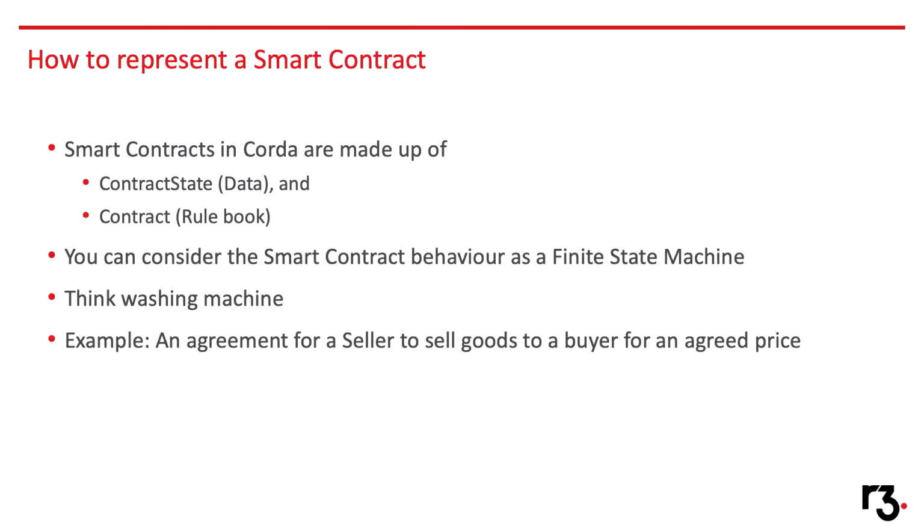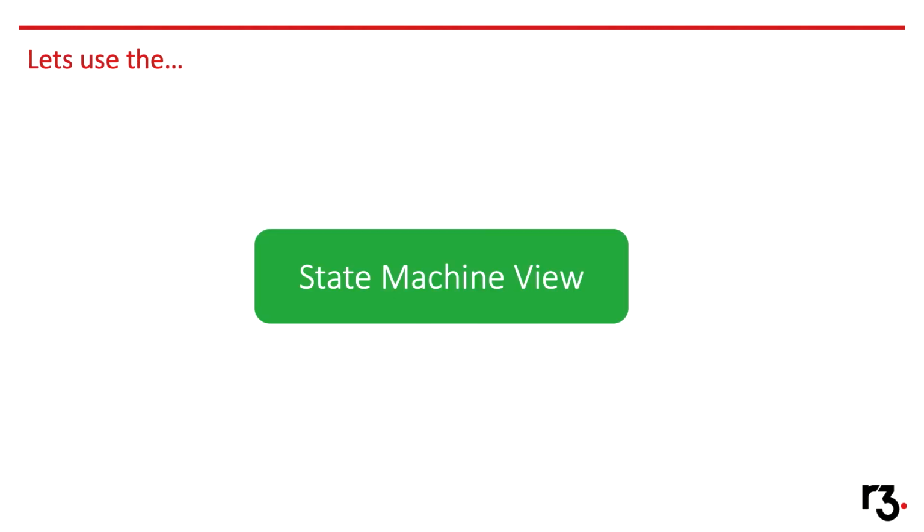So let's take an example. Let's think of some generic agreement, as simple as you can get. There's a seller sending goods to a buyer for an agreed price. What I'm going to show you now is the state machine view out of the CorDapp design language, or how to draw a smart contract. It's kind of the less technical name.